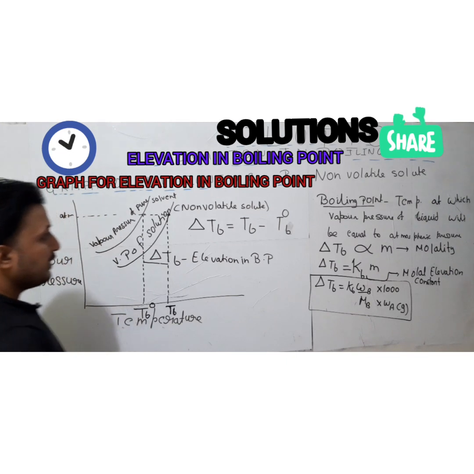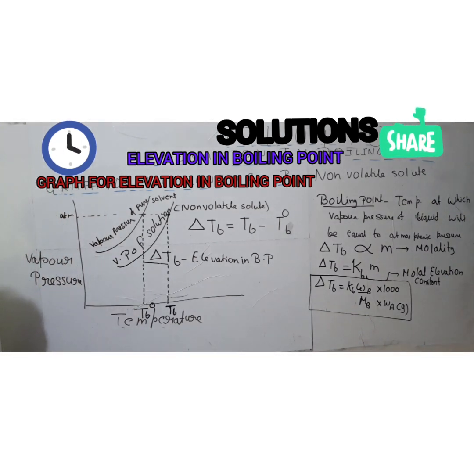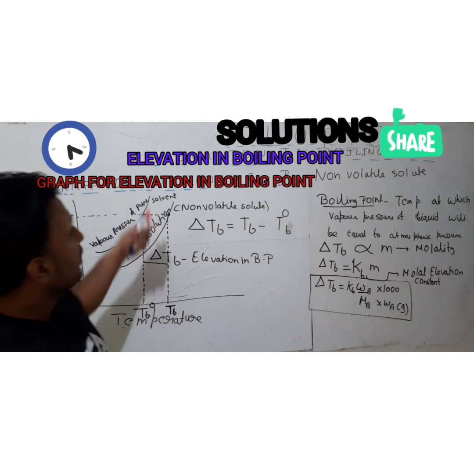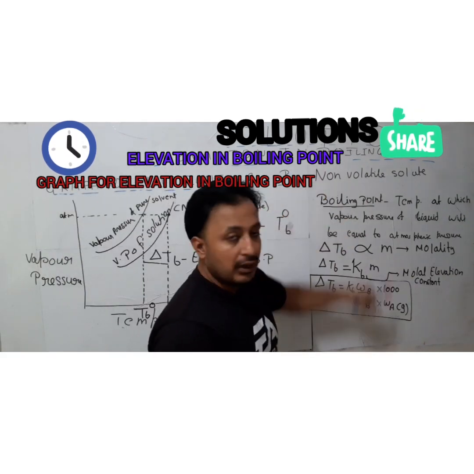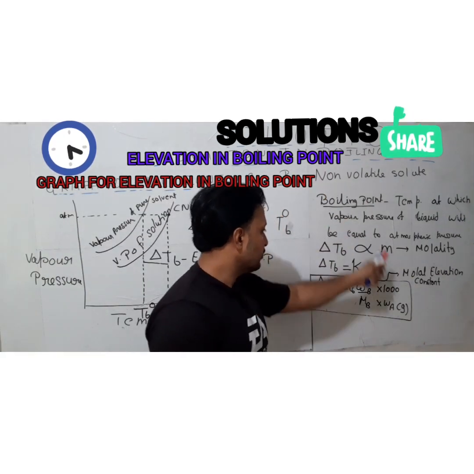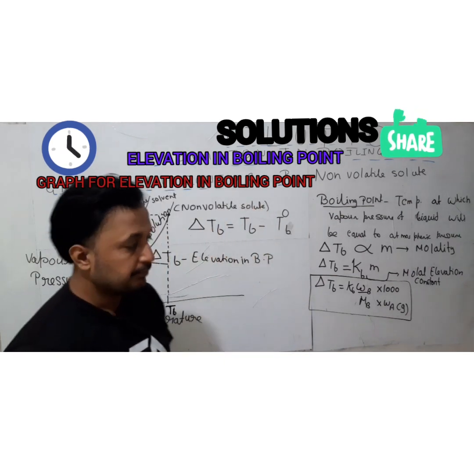So that is how our second colligative property is going to be there. That is, by addition of non-volatile solute, the vapor pressure is going to fall, which automatically results in the rising of boiling point of the solution. Okay, and that is going to be the relationship between them.